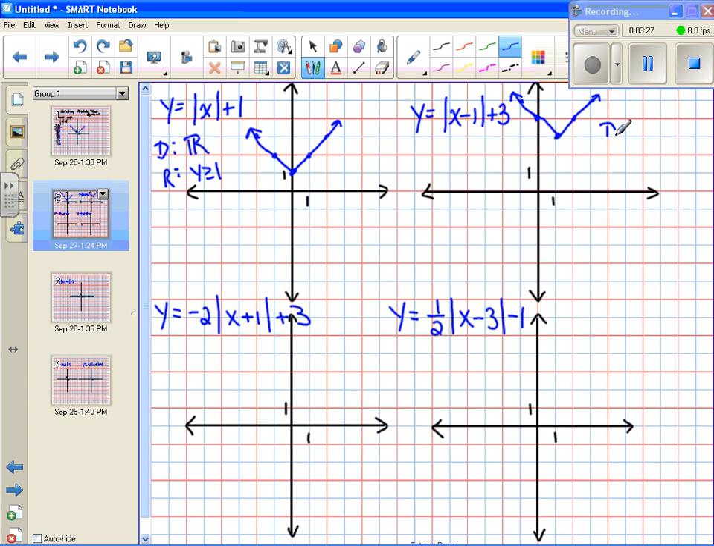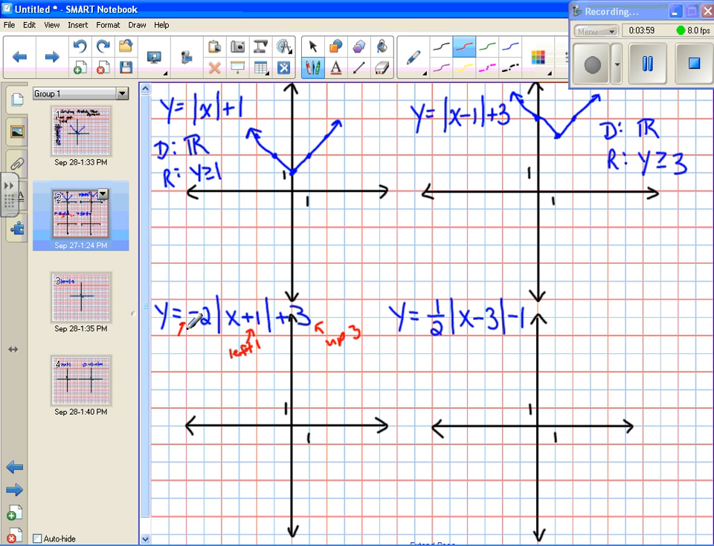My domain is all real numbers. My range, I have y is greater than or equal to 3. 3 is the lowest vertical point I can be at, so y is greater than or equal to 3. On the next equation we have to graph, this +1 is going to make it go to the left 1. The +3 on the outside makes it go up 3.